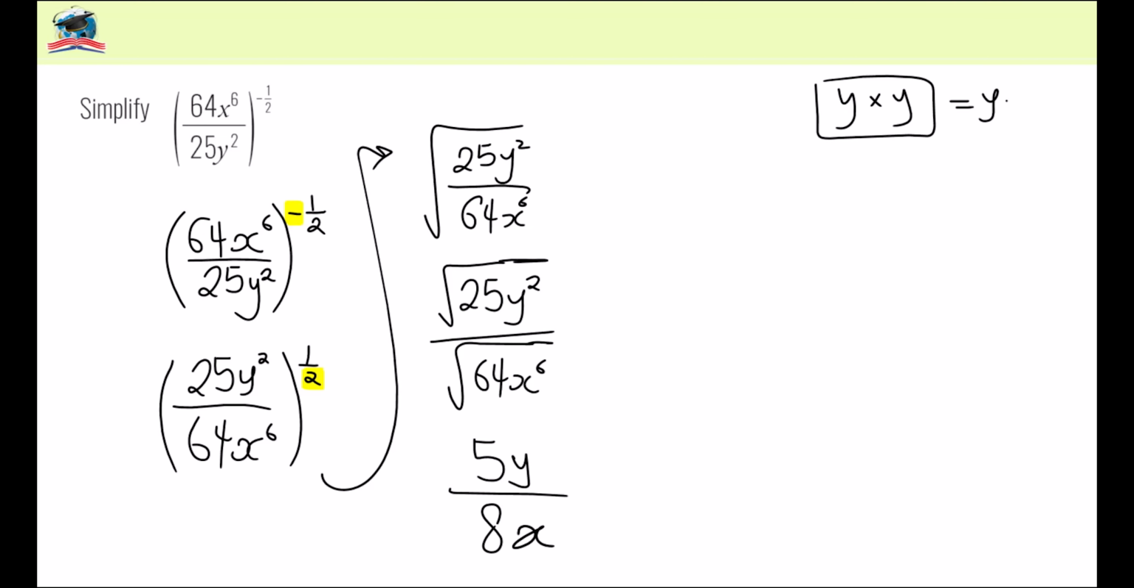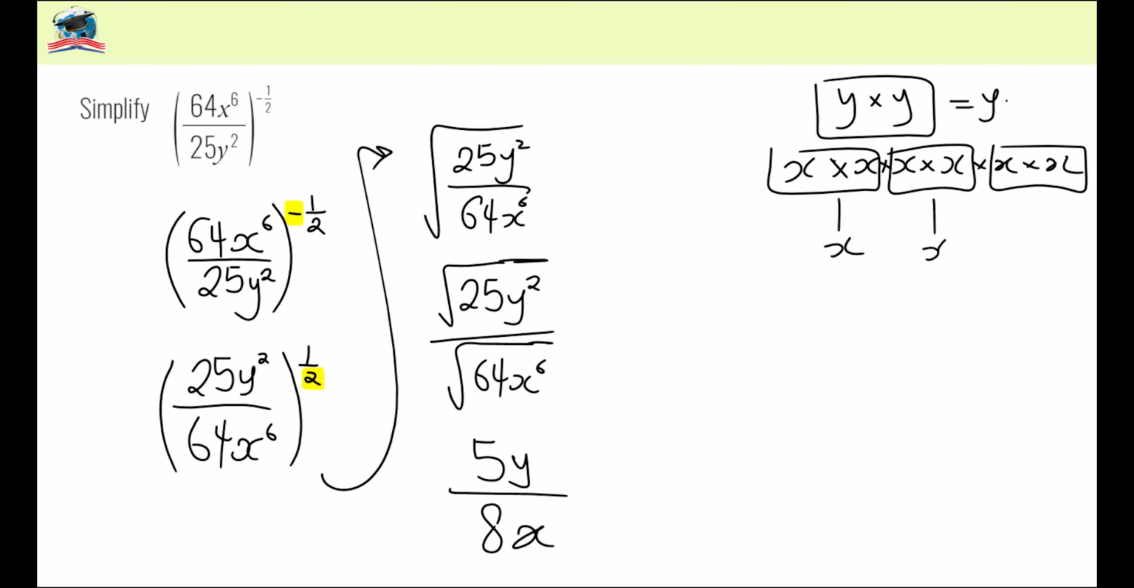You've got an x there, and we have 6 of them: 1, 2, 3, 4, 5, 6. You're looking for the square root of that, so that's going to be 2's. This is x here, this is x there, this is x there, and x times x times x will give x to the power of 3. So this is going to be x to the power of 3.